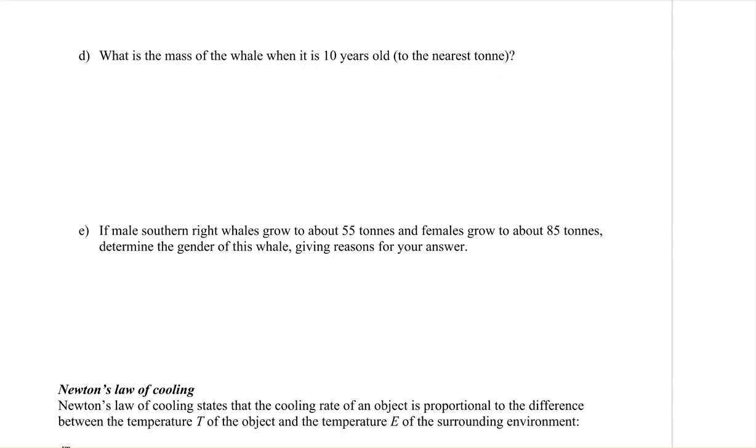What is the mass of the whale when it is 10 years old to the nearest ton? So now that we know k, we can find any mass of the whale if we're given the time. So we want time to equal 10 years, and we're going to put that into our equation for m. So 55 minus 54e to the minus k, so minus k is minus ln of 6 over 5, that was what I just found, times t, which is 10.